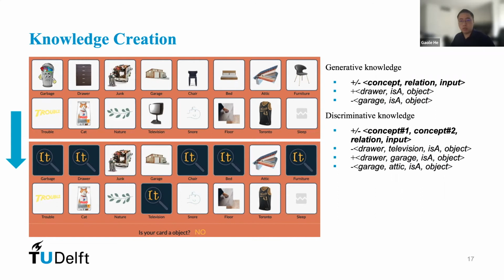Given the question, "Is your card an object?" and the answer is no, the asker flips the card genre, which means that genre is an object. Meanwhile, the card garage is left unflipped. It indicates garage is not an object, which can be saved as positive and negative generative knowledge.